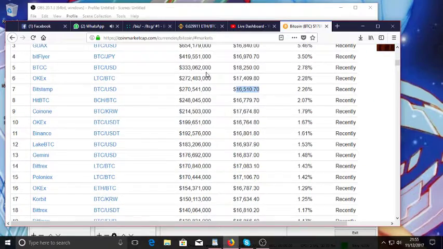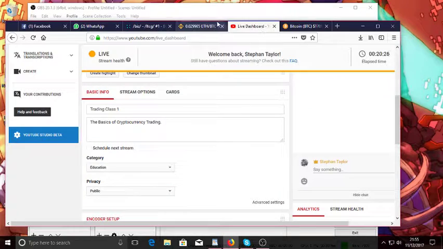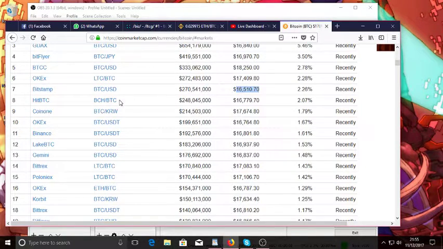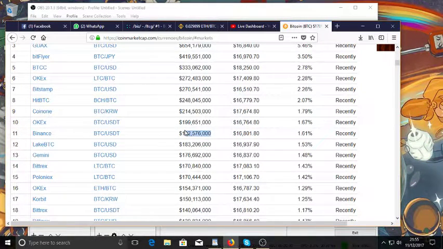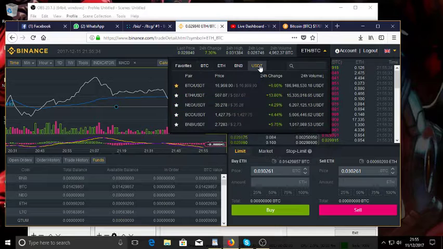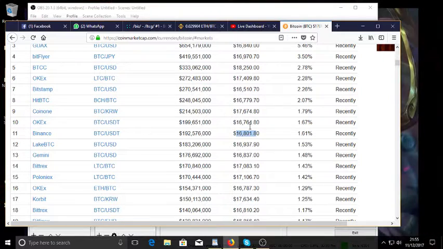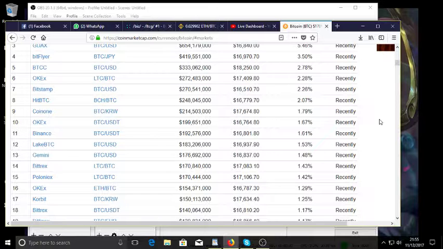Here we are on good old Binance. $192 million worth of Bitcoin is being traded on Binance right now. And we have the price is 16,800. Okay, just going to double check that. Yeah, 16,900. So we can kind of tell that it's not real time. There's a little delay. So you need to be careful when you're doing arbitrage on Binance.